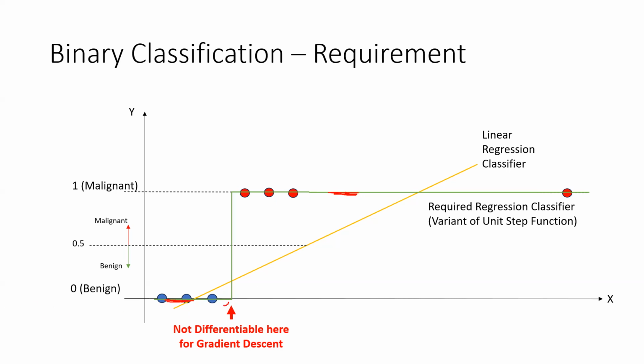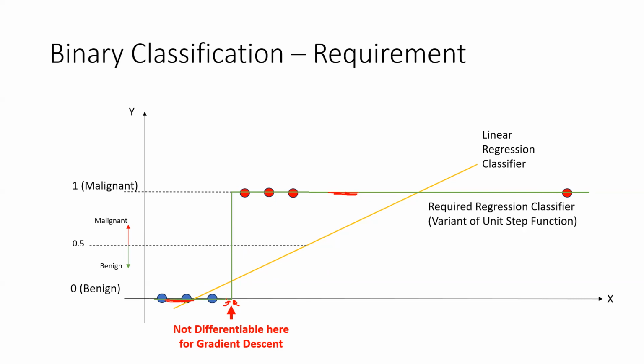But from here to here, you can't define the slope. Because there is a huge difference that happens between these two points over a very small, negligible distance, you can't define the slope of this function. Actually, the slope is like infinite, so you can't calculate it. We don't call it infinity, we call it not defined.